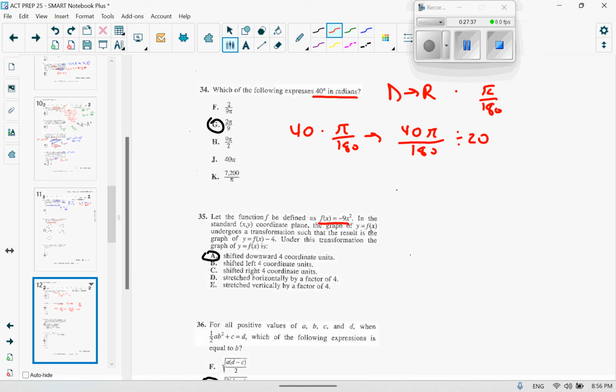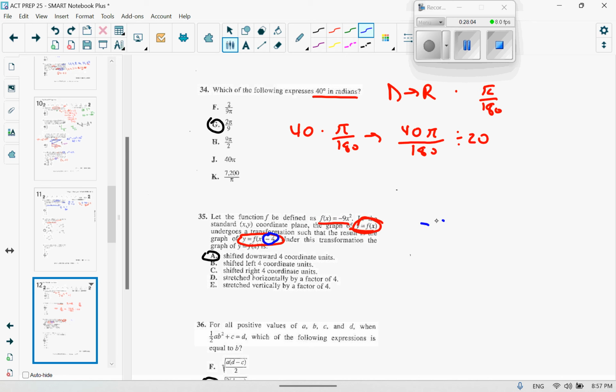Okay, function is defined, and f of y happens this function. So function notation, the only thing that's different from right here, y equals f of x and y equals f of x minus 4, is this minus 4. Anytime there's a add or subtract on the outside, that's typically a vertical transformation. In this case, it's minus 4, so it's going to be a down 4 thing.